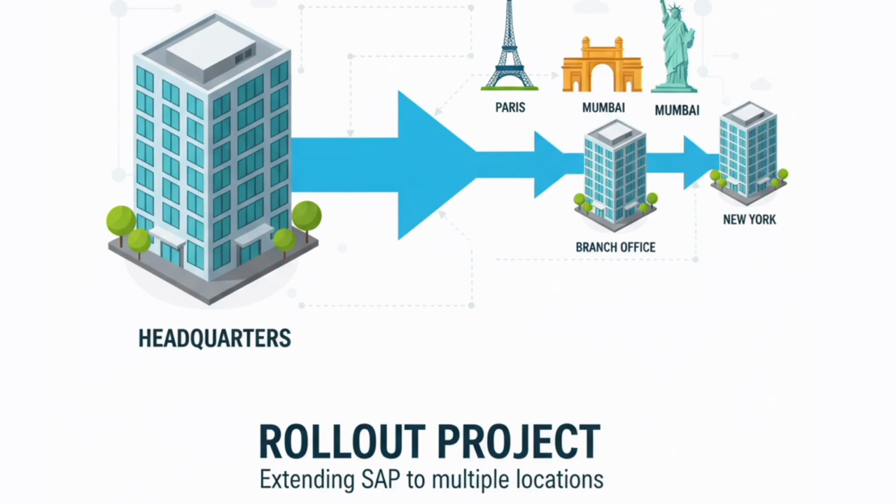Now here you will not start from scratch. You will take the existing template and make some minor adjustments to comply with the local laws, currencies, languages, etc. That is localization. This is simply like duplicating a house blueprint and building it in a new city, making minor changes wherever the local demand is there. So this category is rollout projects.